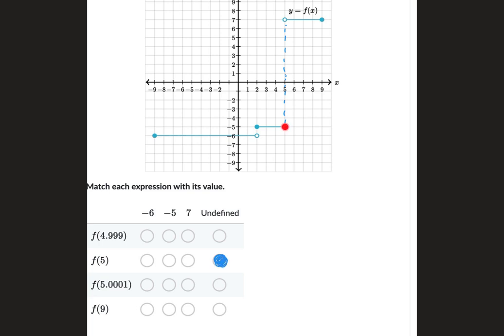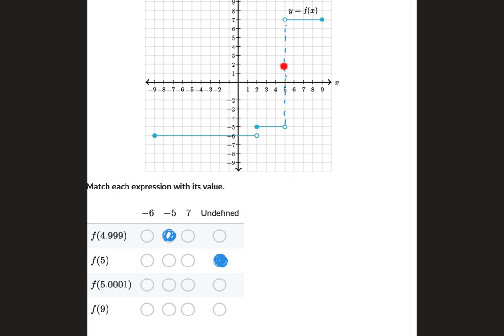But right before 5, if I went to 4.99, it'd be just to the left. Well, we could see at that point, it is defined right here on this line, which is a height of -5. So that's -5. And then right after 5, at 5.001, we go just to the right of 5. We can see it would hit this line.